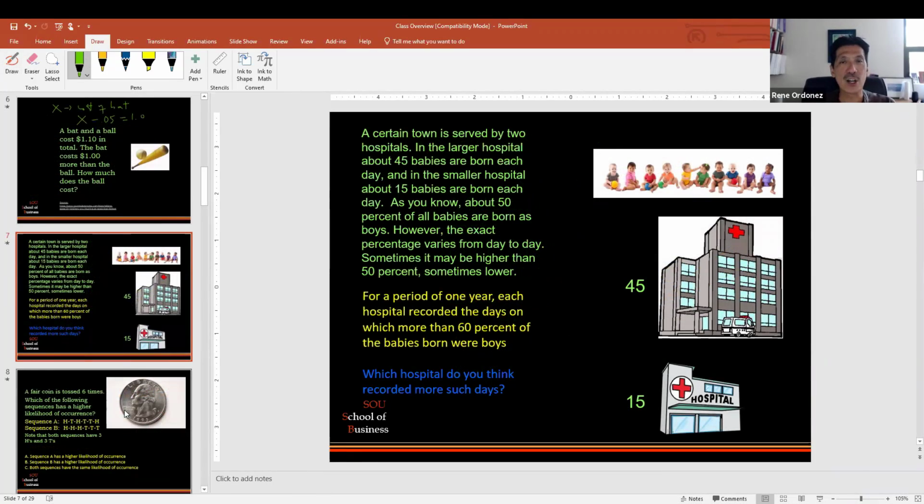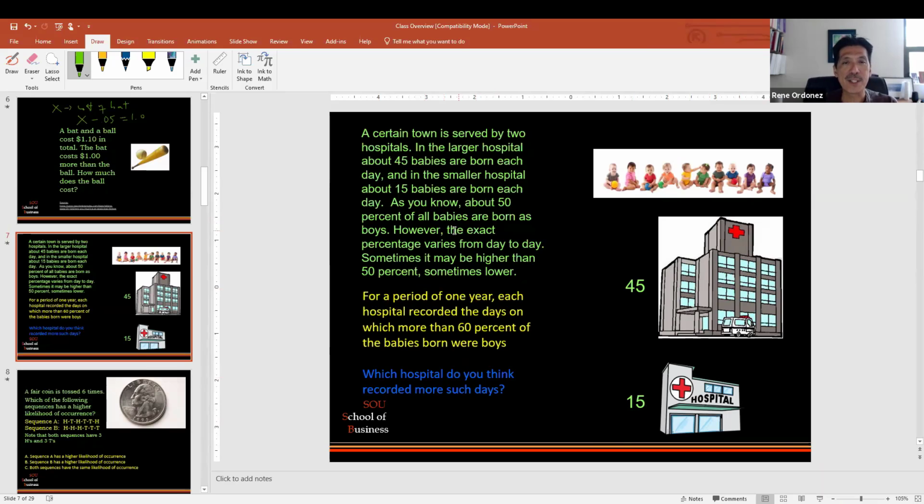A certain town is served by 2 hospitals. In the larger hospital, about 45 babies are born each day, and in the smaller hospital, 15 babies are born each day. So here's the larger hospital, and here's the smaller hospital.